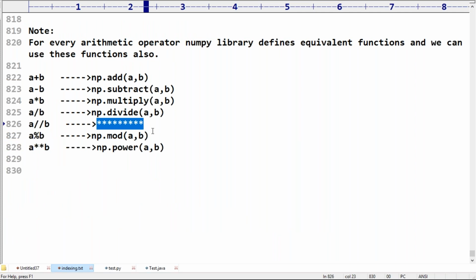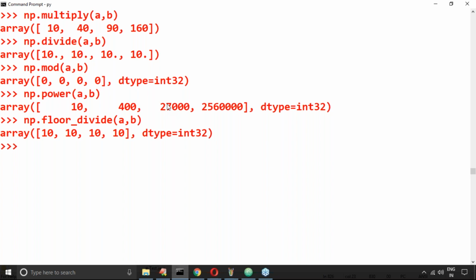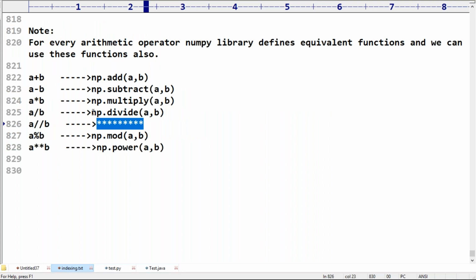Yeah, Sonam, have you checked it right in the documentation? Let me check. np.floor_divide. Yeah, floor divide, from the Google or documentation we can find it. np.floor_divide(a, b). Okay, like that. Yeah, perfect. Floor division. Okay, like that. Yeah, np.floor_divide.